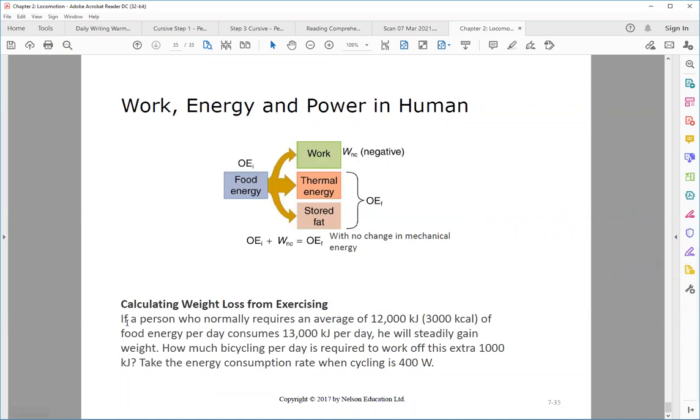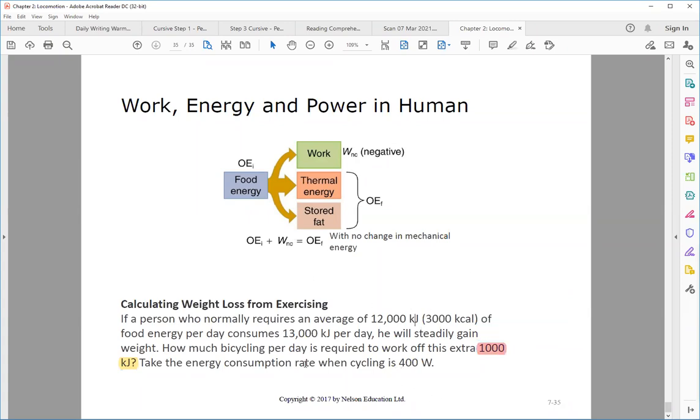So again, the idea here is to burn this extra 1,000 kilojoule, and how do we intend to burn them? By cycling. So I'm looking for the amount of time required for cycling in order to burn these 1,000 kilojoules. Now, how are we going to do this?